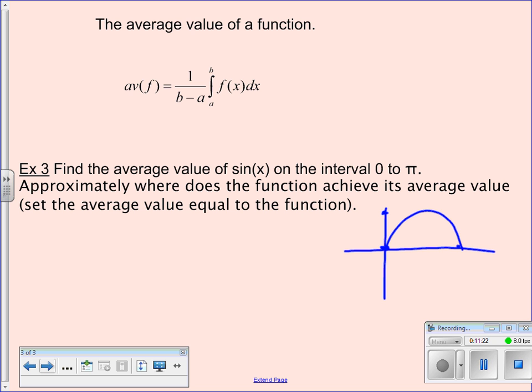I got a curve. At some point, the curve is steeper than others. So if I want to find what the average value of sine is, I have to use this rule. If I want to know what the average of sine is between 0 and pi, then I take 1 over pi minus 0, times the integral from 0 to pi of sine x dx.